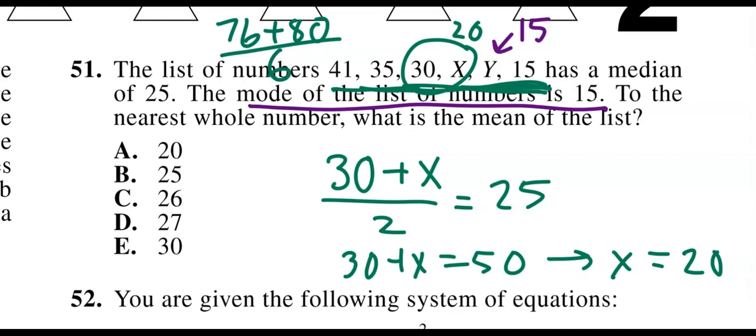6. We got 6 numbers to worry about. So what'd you come up with? 80 plus 76 divided by 6. We get 26. If you disagree, yell now. Okay.